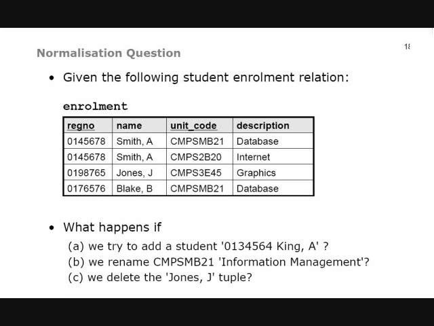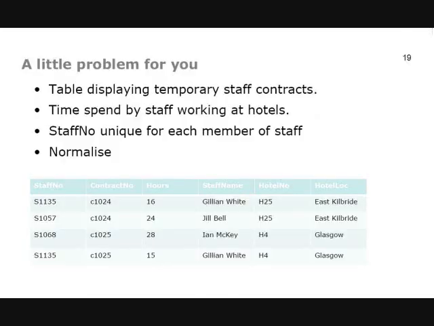And here is a little problem for you. Here I have a table displaying temporary staff contracts and the time spent by staff working at hotels. The staff number is unique for each member of the staff. What I have there is staff number, contract number, hours, staff name, hotel number, and hotel location. So staff are assigned to different contracts.